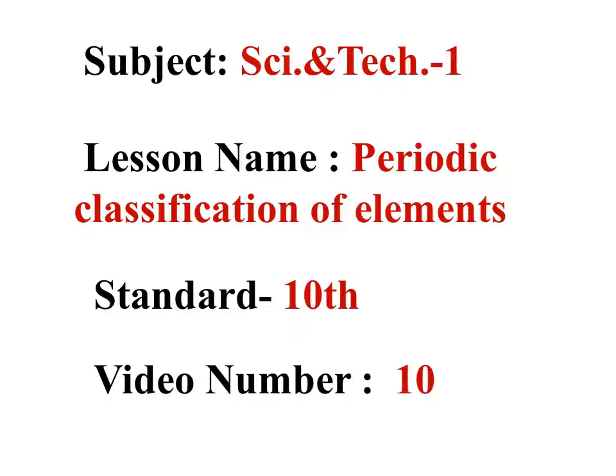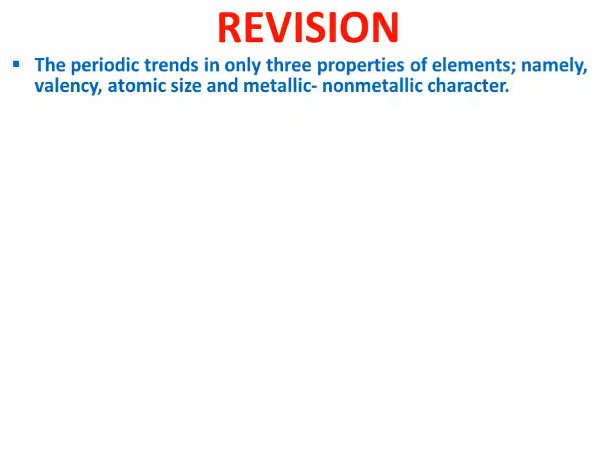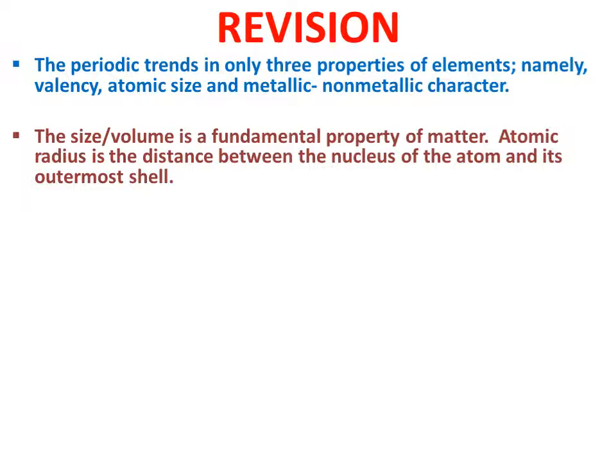Today we are going to study the subject Science and Technology Part 1, lesson number 2, Periodic Classification of Elements, Standard 10, video number 10. Before that, we are going to revise the periodic trends in three properties of elements, namely valency, atomic size, and metallic and non-metallic character.